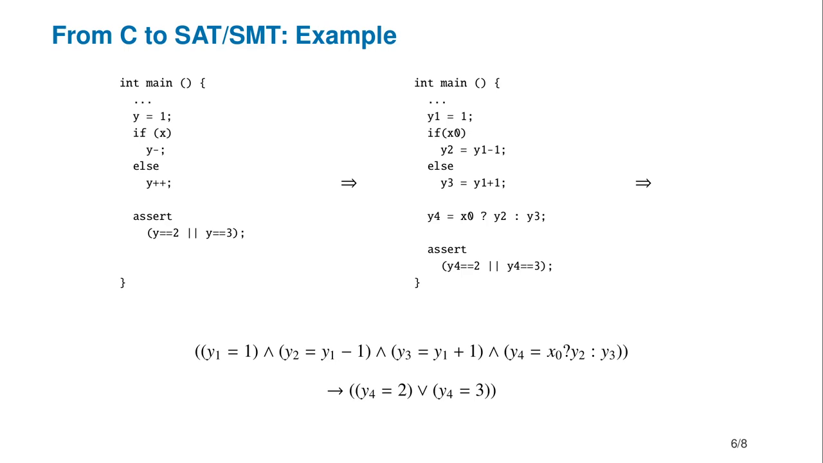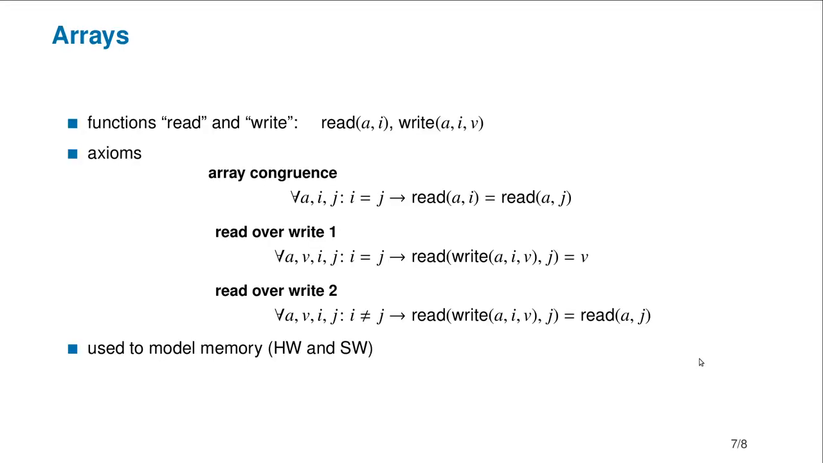if this formula is false, then this means that this part of the formula is true, but the assertion is false, and then the assertion is violated, and we have to check why this is the case. Okay, so let's proceed.